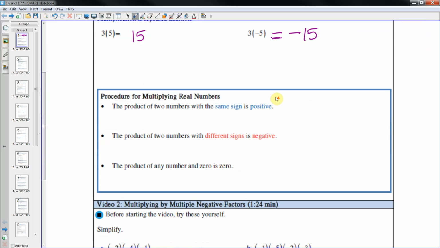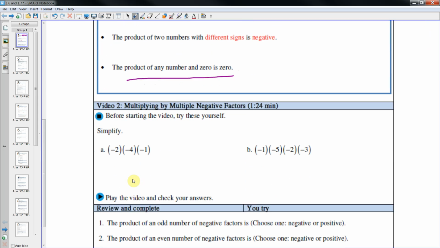So here are the rules. Product of two numbers with the same sign are positive. Product of different signs are negative. And I didn't say this, but the product of any number and 0 is always 0.